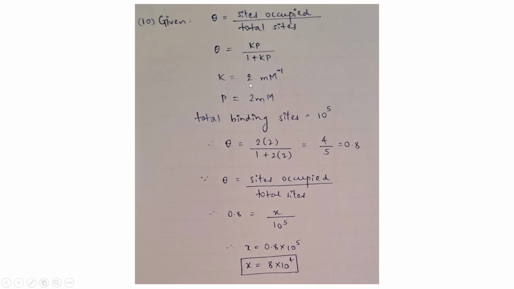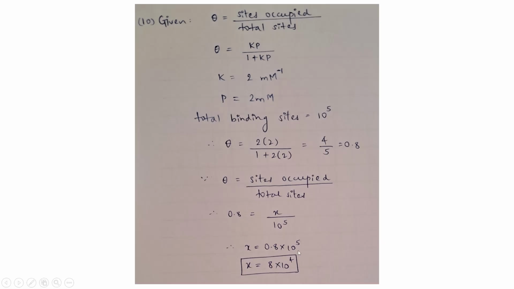So once you put all the values in the formula, you get this, and the answer is 0.8. And now we have a formula for theta, which is sites occupied versus total sites. We also know the value of total sites, and once you solve this, you'll get x. I'm denoting x as the sites occupied as 0.8 into 10 raised to 5.